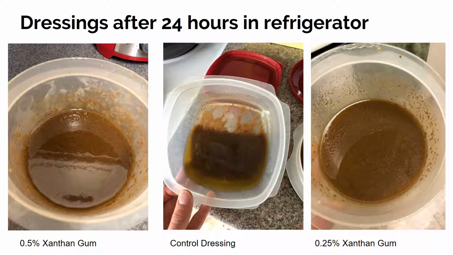As previously mentioned, these are the images of the photos that were taken after being placed in the refrigerator for 24 hours. As you can see, the image on the left of the 0.5% xanthan gum appears to be both thicker and lumpy, as shown on the sides of the bowl. The 0.25% xanthan gum shown on the right appears to be thicker, though not nearly as lumpy. The control dressing is thin and smooth and exhibits no emulsification characteristics as the oil is separated.